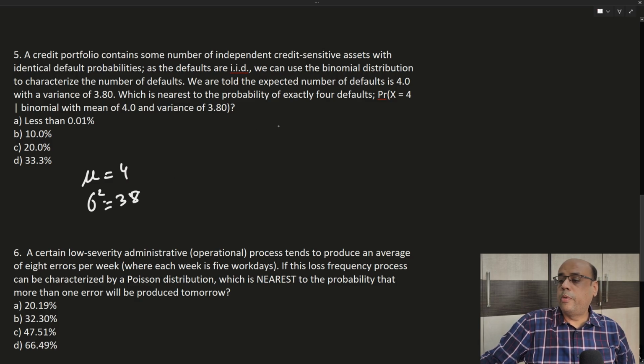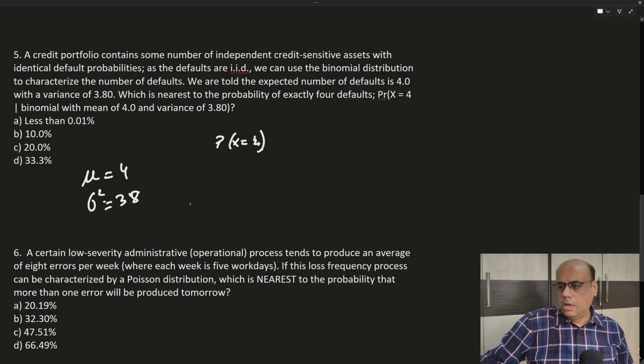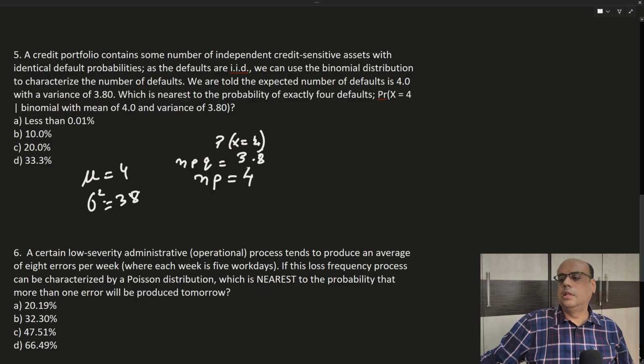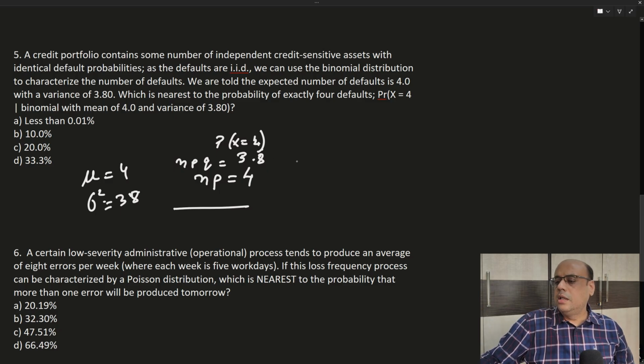So we have the probability of x equal to 4. This is not a difficult problem, just see it like this. NP is equal to 4 and NPQ is equal to 3.8. This we have been given, right? NPQ is the variance and NP is the mean. So if we divide it, then Q is equal to 3.8 by 4, which is 0.95. Therefore, P is equal to 0.05.